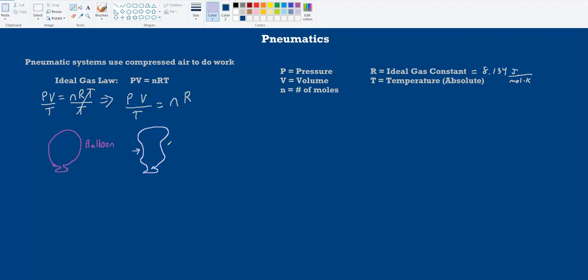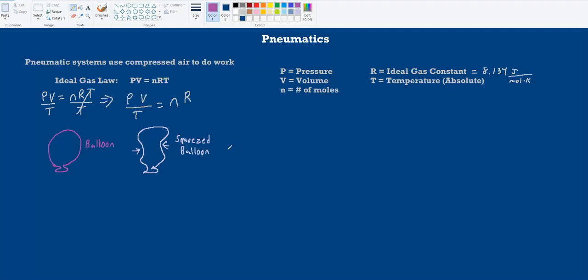And this balloon doesn't really look like a squeezed balloon, does it? But we'll go ahead and just label it squeezed balloon so that we all know. And so assuming the balloon doesn't pop, in each of these scenarios, the number of moles is constant, and obviously the ideal gas constant is constant. And so what is changing?